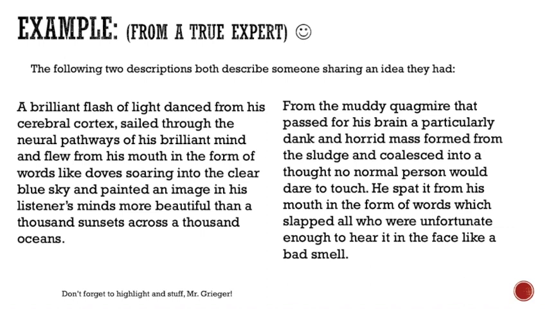Here's an example. Now, the following 2 descriptions both describe someone sharing an idea. So someone had an idea, and then they shared that idea with somebody else. And I'm describing that here. So imagine someone had an idea, it crossed their mind, and then they spoke it out loud to somebody else. I've described that in 2 different ways. A brilliant flash of light danced from his cerebral cortex, sailed through the neural pathways of his brilliant mind, and flew from his mouth in the form of words like doves soaring into the clear blue sky, and painted an image in his listener's mind more beautiful than 1,000 sunsets across 1,000 oceans.